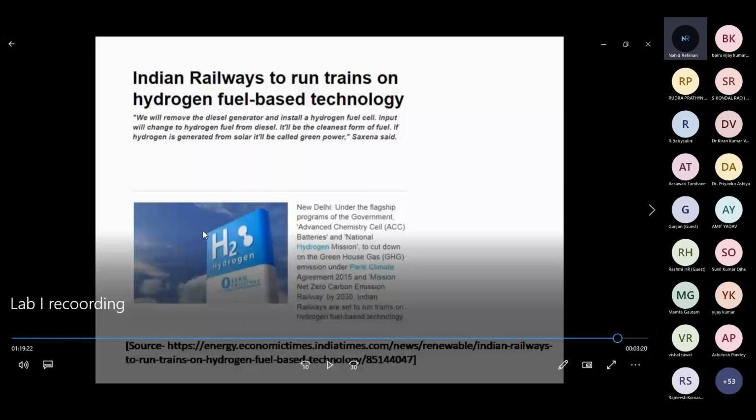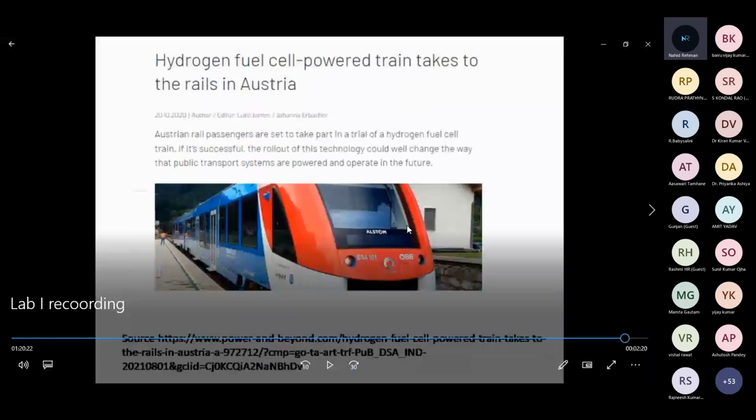So that fuel-based technology will definitely need three steps. One will be the production, the other will be the storage, and then the third will be the dissemination. All these three have to integrate properly to make it viable. And in Austria, a hydrogen fuel cell-powered train.